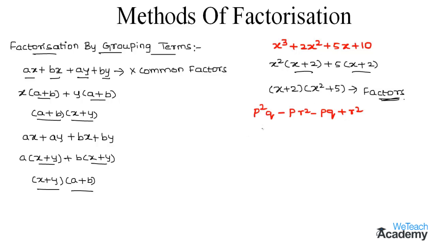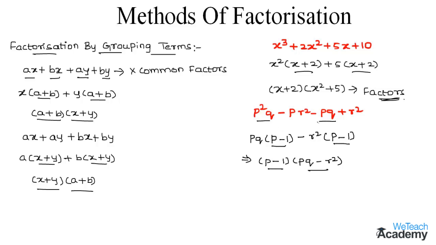Here we have p square q minus pr square minus pq plus r square. From the first and third term, we can take pq as a common factor, then we get pq into p minus 1. And from the remaining terms, if we take r square as a common factor, then we get minus r square into p minus 1. Then again, by taking p minus 1 as a common factor, we get p minus 1 into pq minus r square. So the factors of the expression are p minus 1 and pq minus r square.